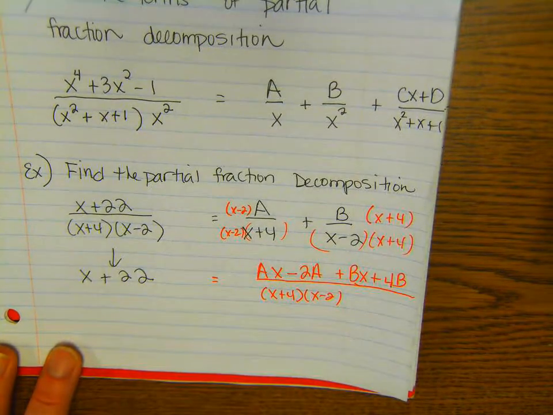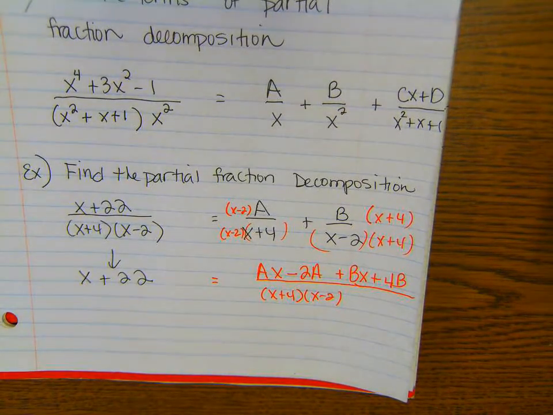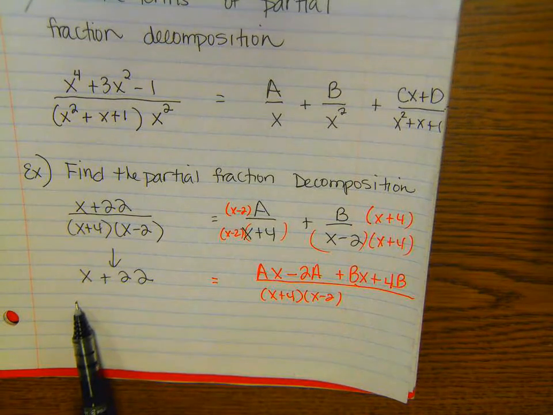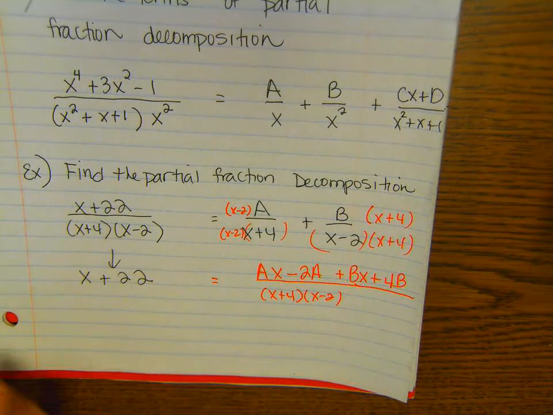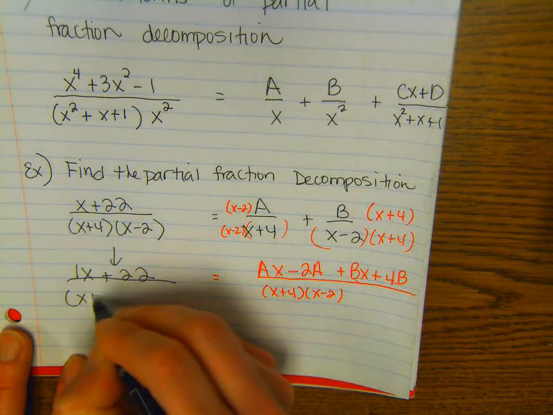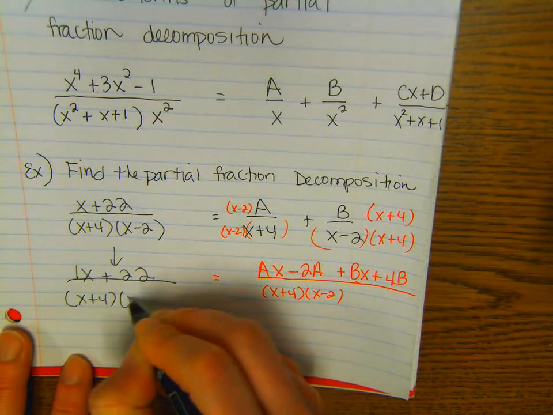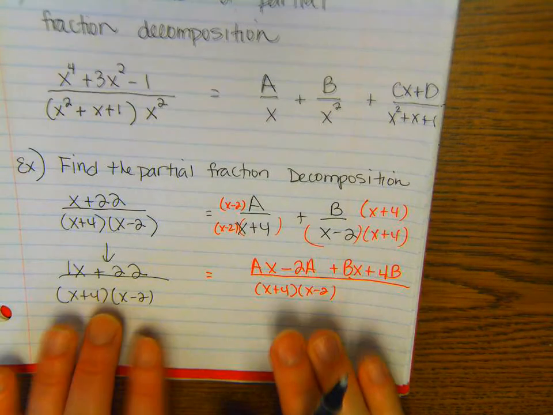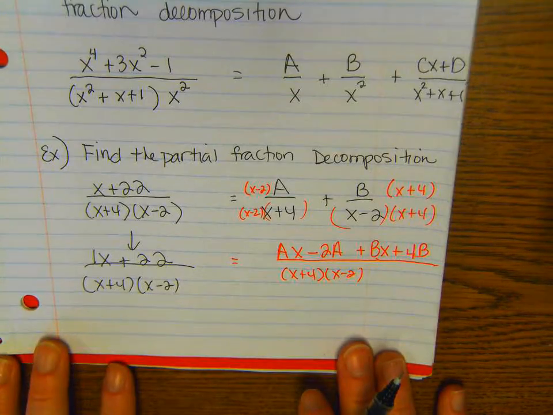X plus 22. Okay, now, let's just make sure we understand, over here we have an x and we have a 22. By the way, what's in front of x? 1. Okay. So right now I'm just going to ignore the denominators for a second because our denominator is the same. I'm just going to look at the top.